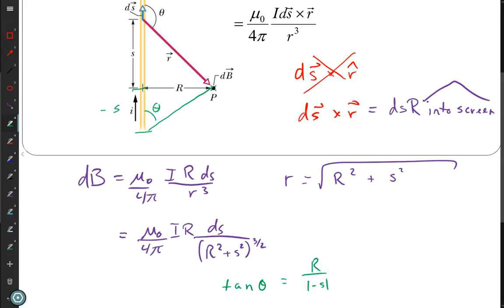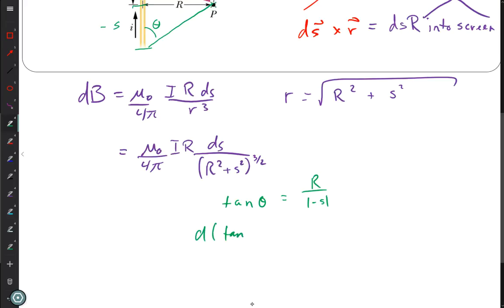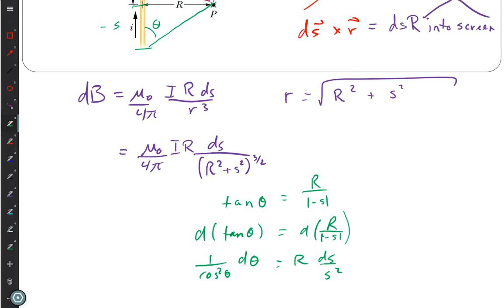Okay, so there's my tangent theta. And so if that's tangent theta, then if I take the derivative of both sides, I have 1 over cosine squared theta d theta is equal to R ds over s squared. So far that looks ugly, right?